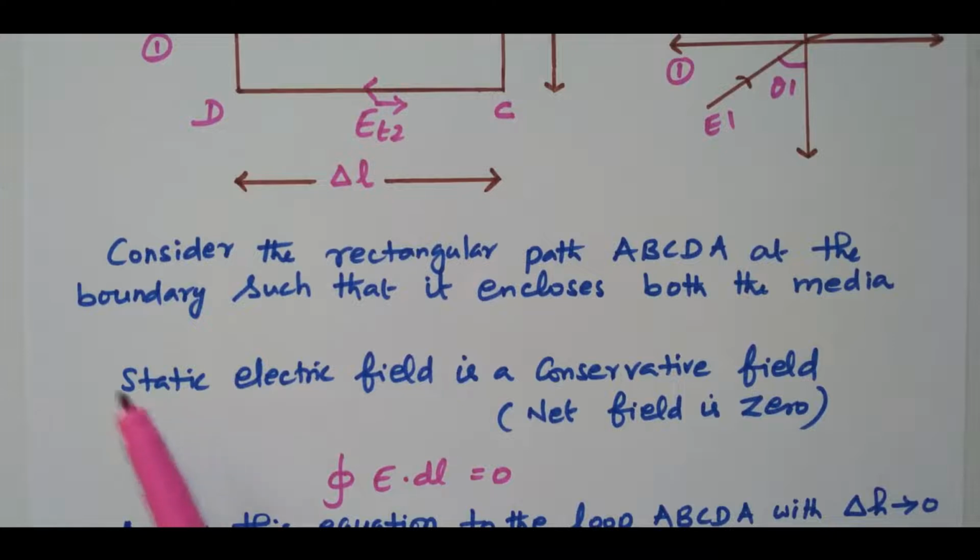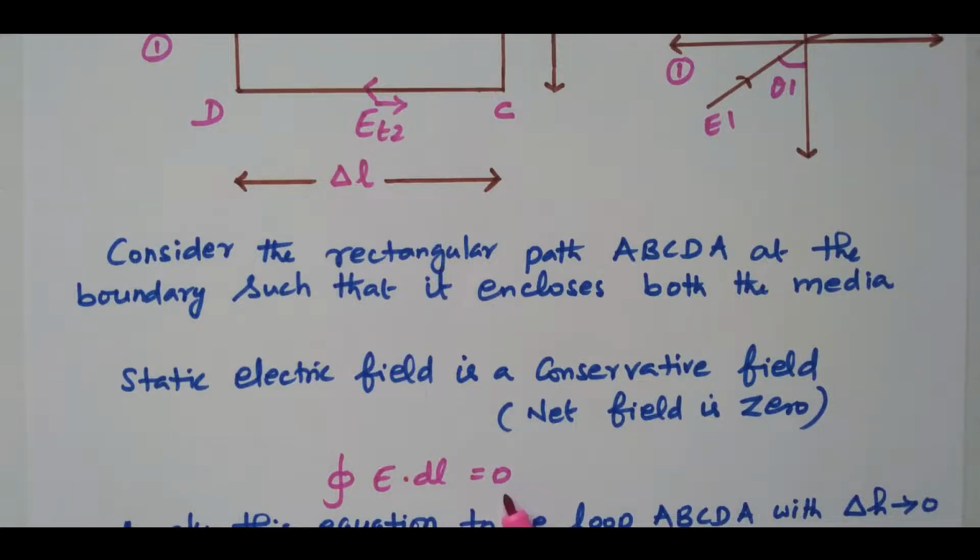Now we'll go to this. Consider a rectangular path ABCDA at the boundary such that it encloses both the media. Static electric field is a conservative field. What is meant by conservative field? Net field is 0. That is, integral E dot dl equal to 0. If any closed path is there, the total electric field intensity will be 0.